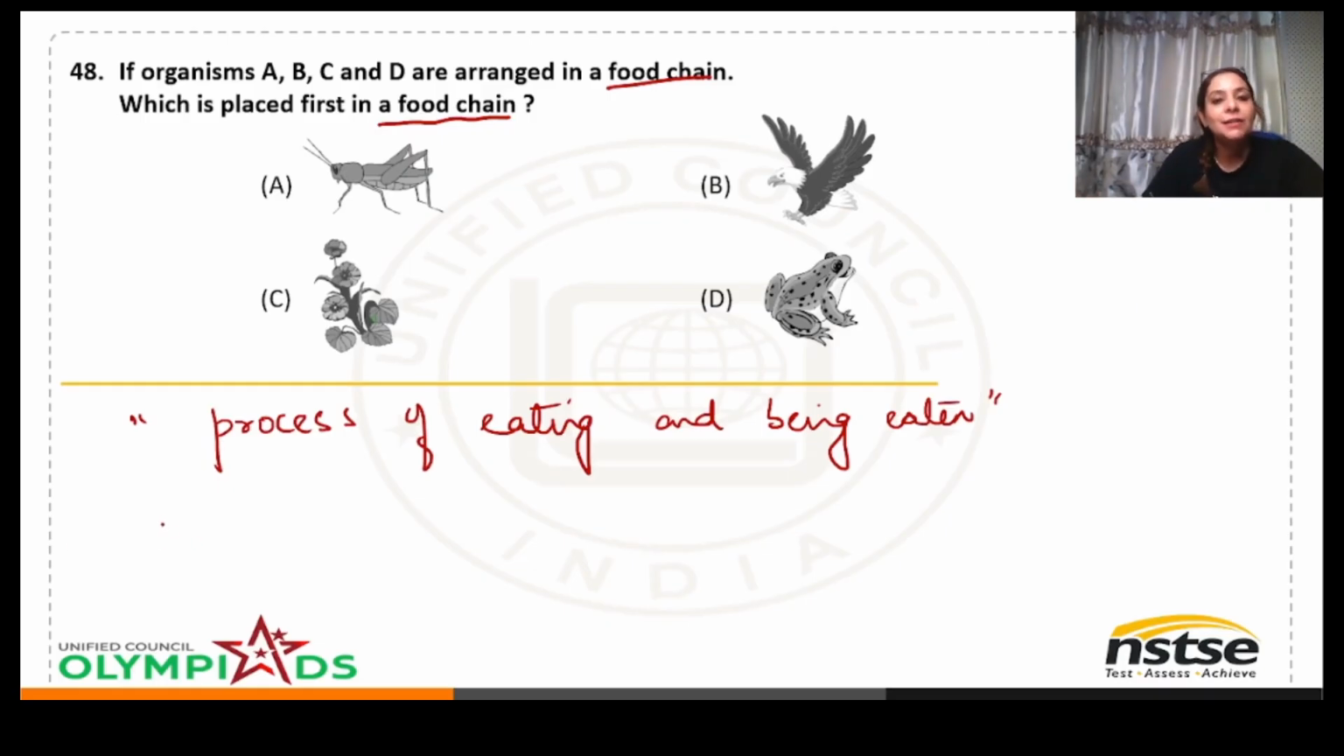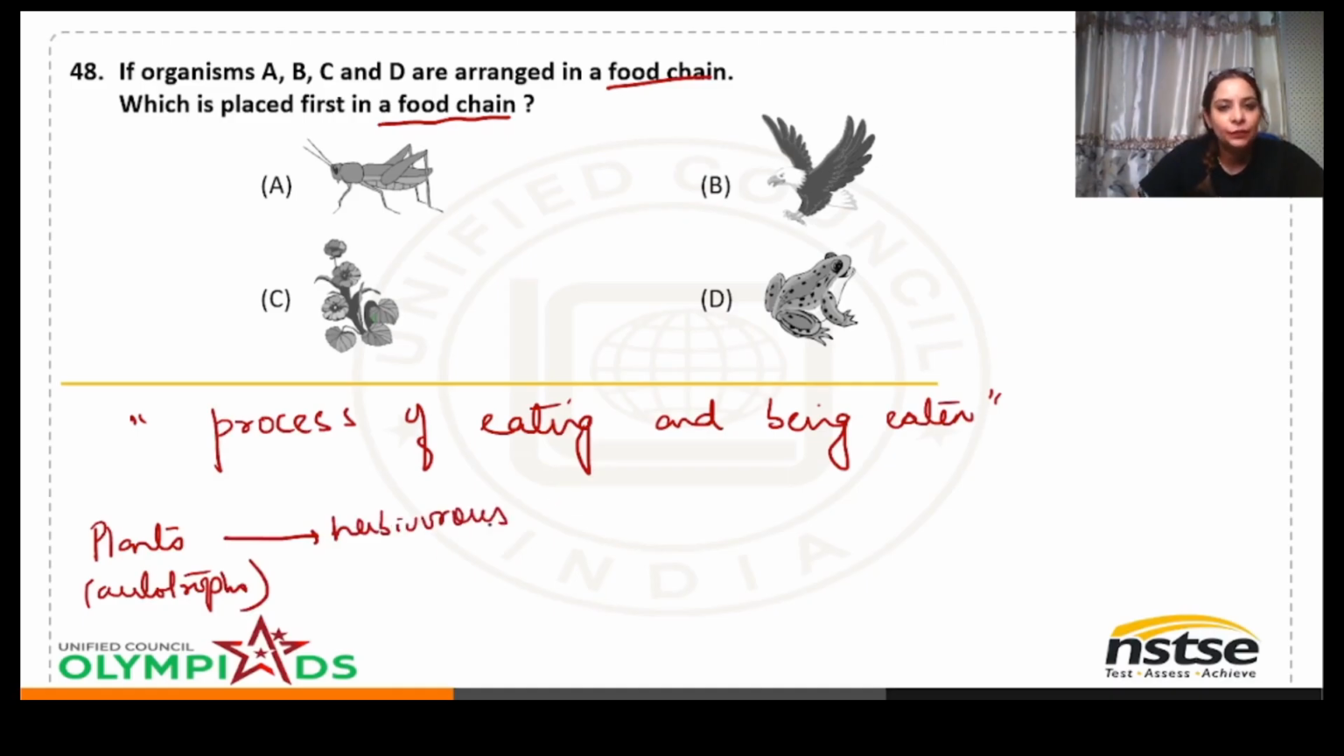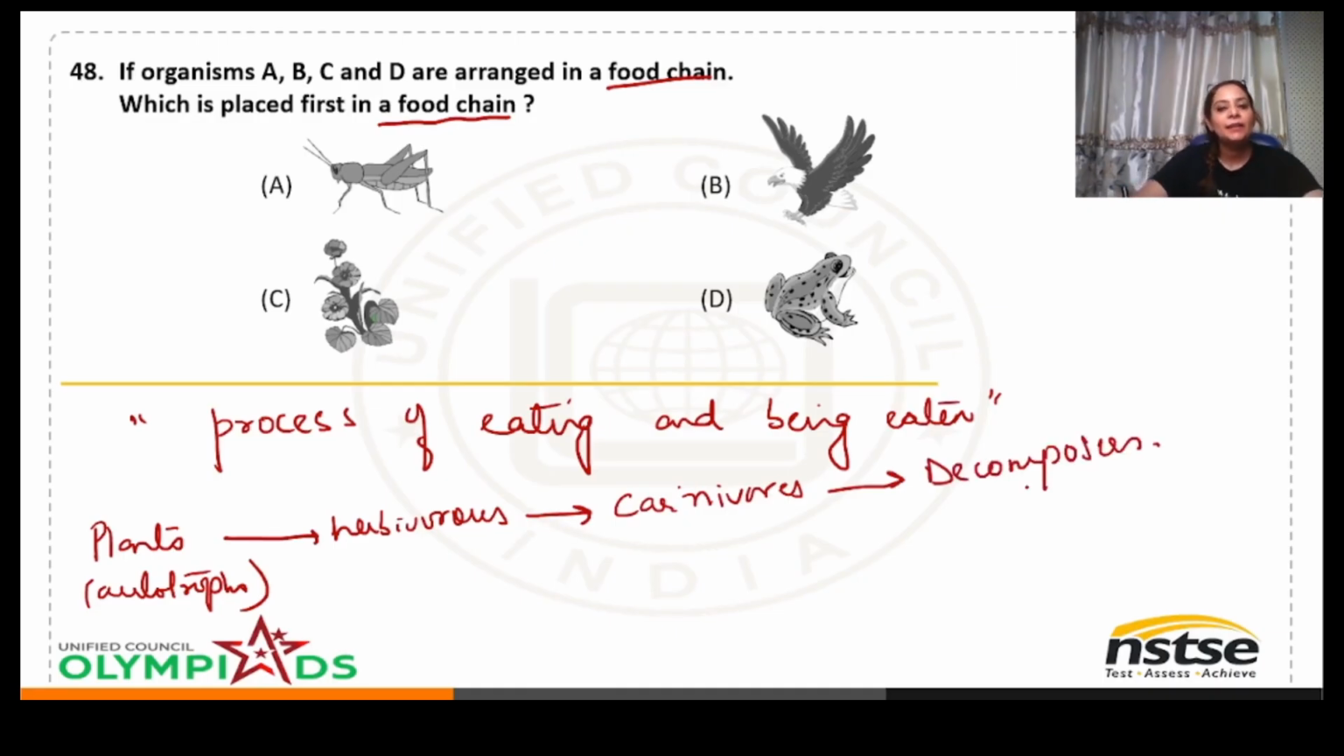And a food chain consists of different levels. The first level is always occupied by plants, that is autotrophs, which can make food by themselves. Then come herbivores, which feed on plants, which are plant eaters. Then who eats the herbivores? Carnivores. Carnivores eat herbivores, that is the flesh of other animals. And lastly come the decomposers, which help in cleaning the environment. They feed on dead and decaying organisms. Now here we have grasshopper.